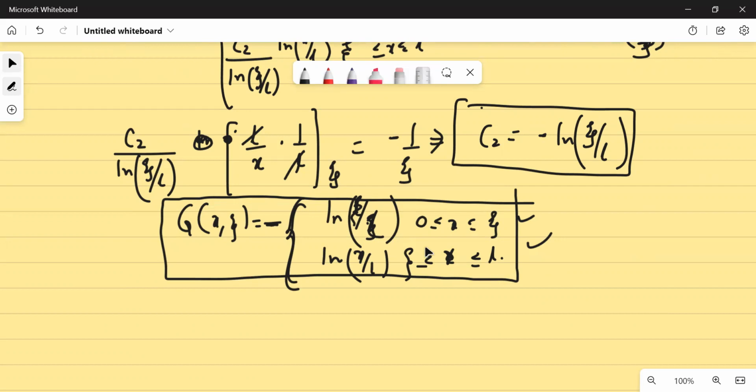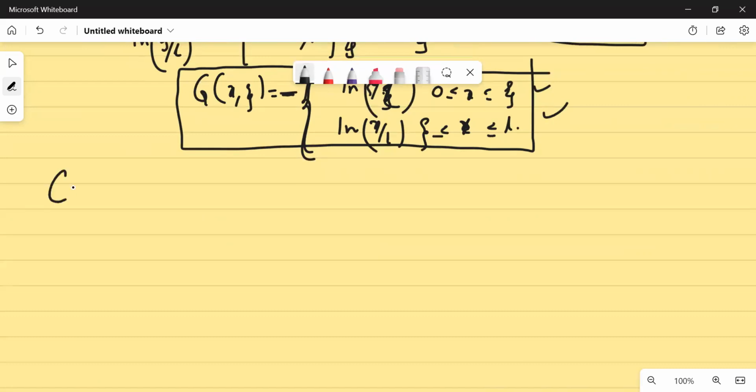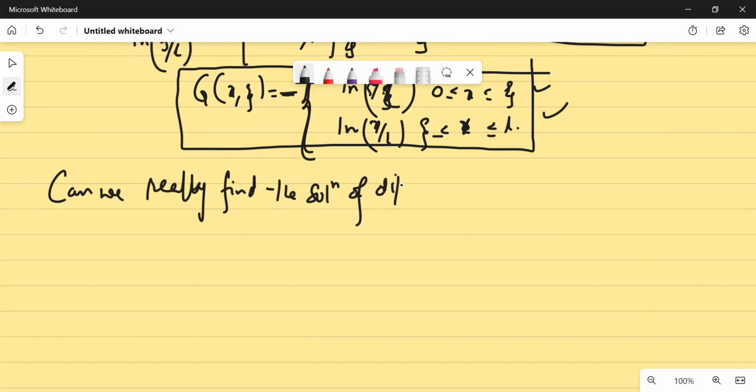Yes. Okay. Now you must be thinking, can we really find the solutions of the differential equation, of the inhomogeneous differential equation, from the Green's function? The answer to this problem is yes. So this is what we want to find. This is our initial inquiry: can we really find the solution for the inhomogeneous differential equation using the Green's function?